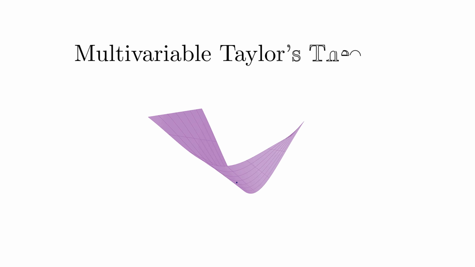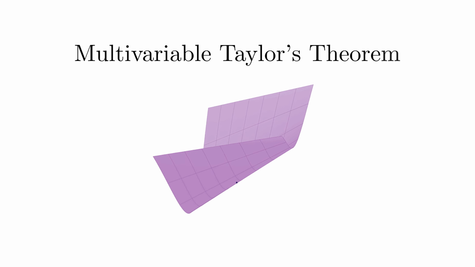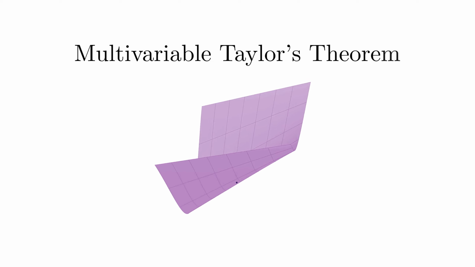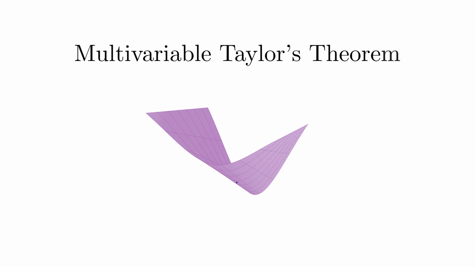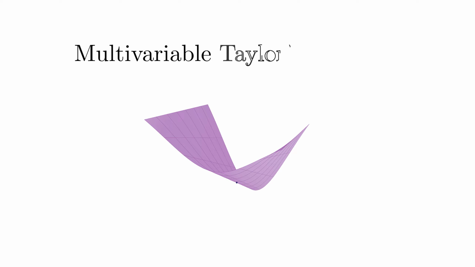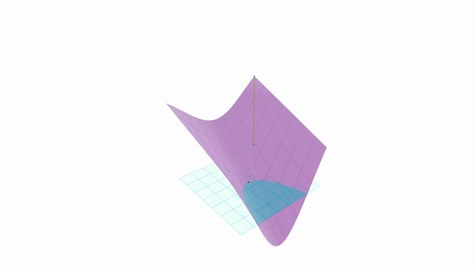How can you locally approximate a multivariable function nearby a given point? Multivariable Taylor's theorem provides a brilliant solution using multivariable polynomials. You can approximate many functions with a polynomial of degree 0, 1, 2, 3, or higher. This theorem is a profound achievement of multivariable calculus.